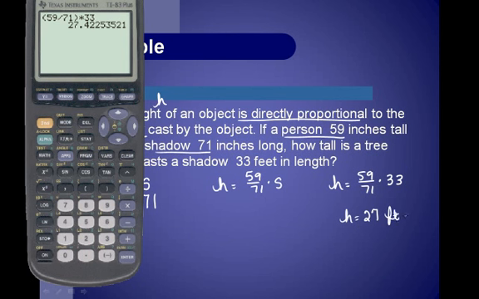You know, I just realized that problem had a shadow of 33 feet. Probably not going to have a shadow of 33 feet. So what we need to do is we need to go back and change it in your notes to 33 inches in length. Sorry about that.